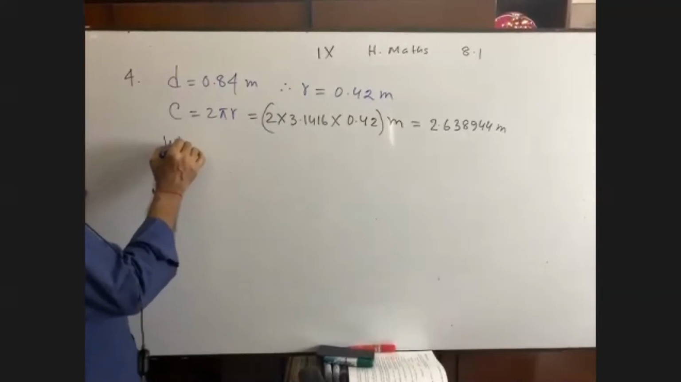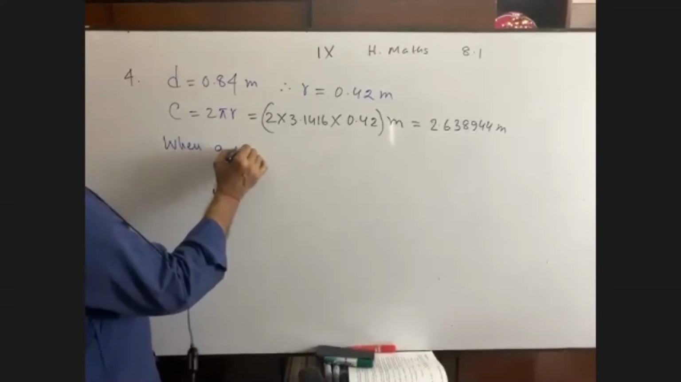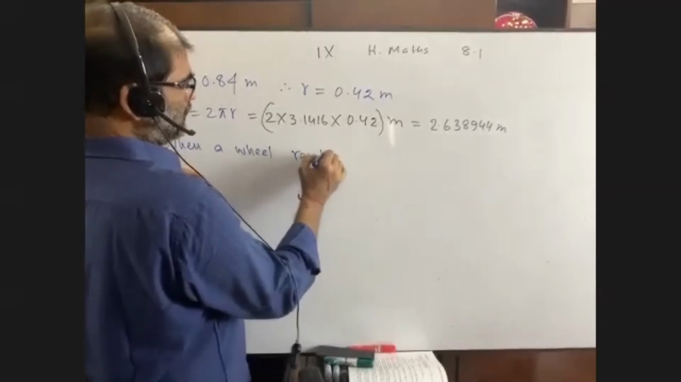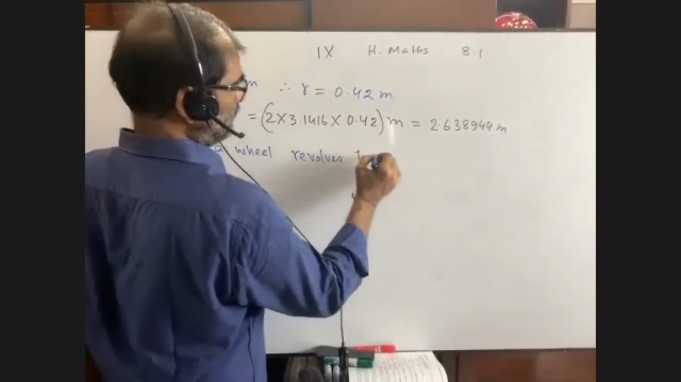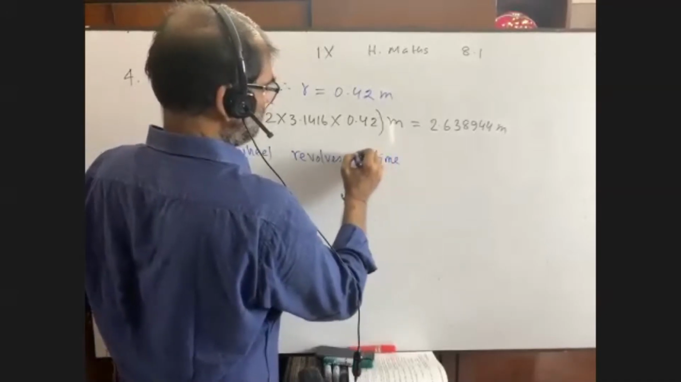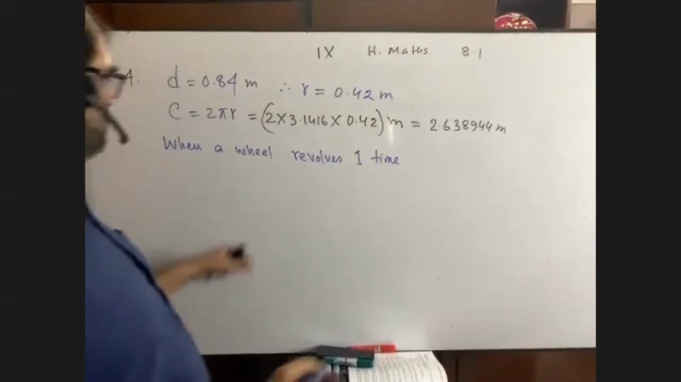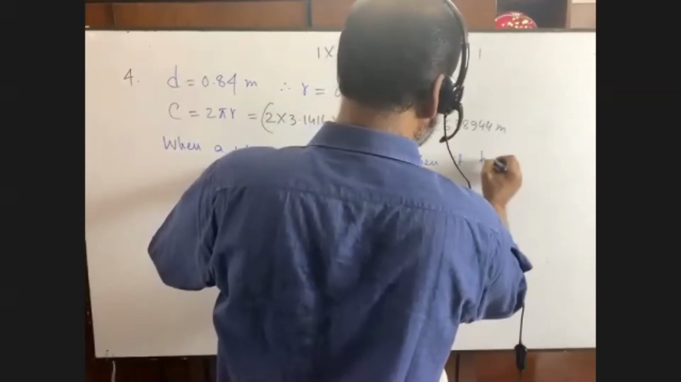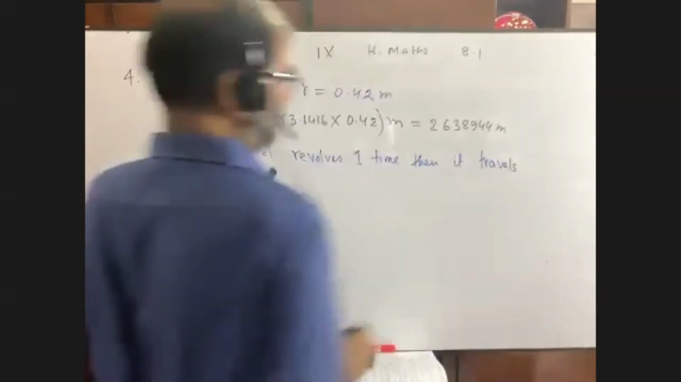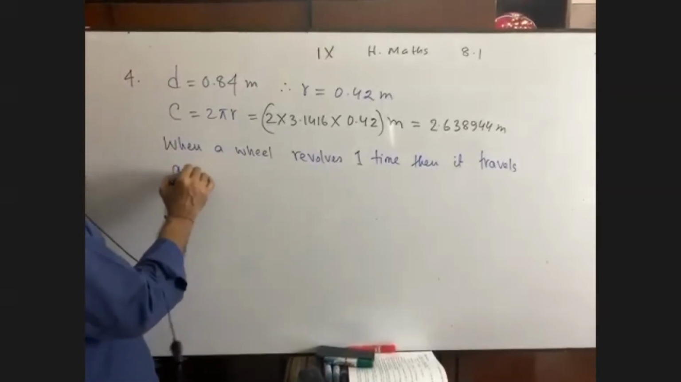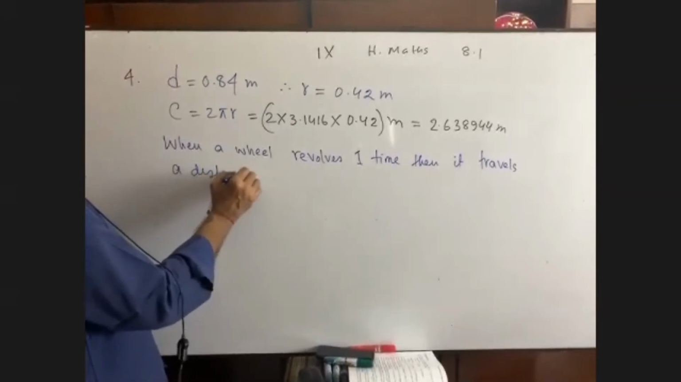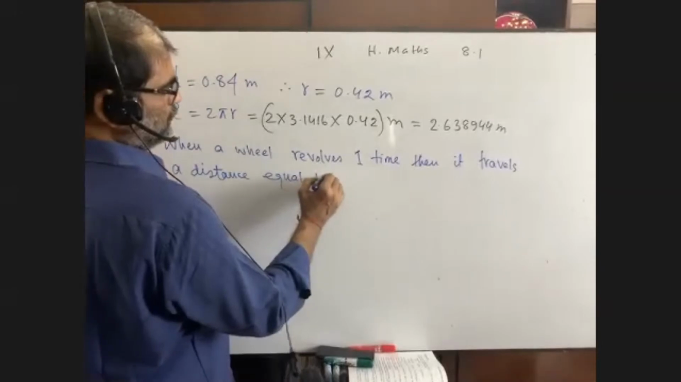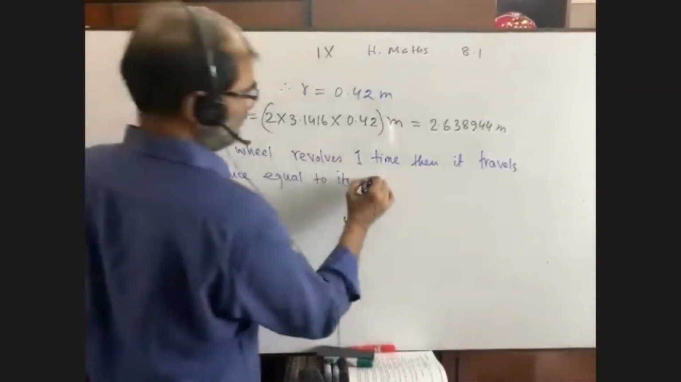When a wheel revolves one time, then it travels a distance equal to its circumference.